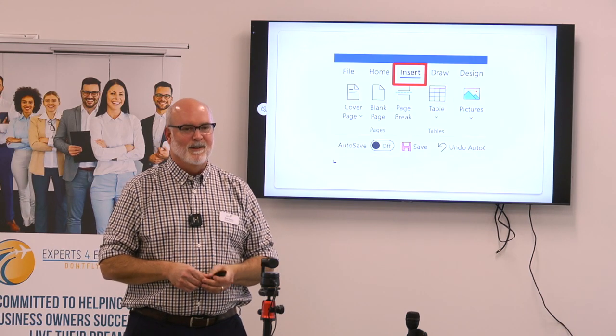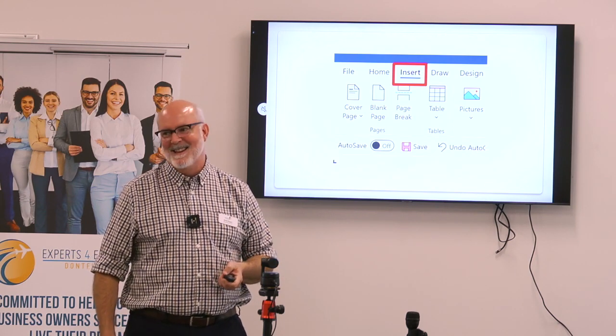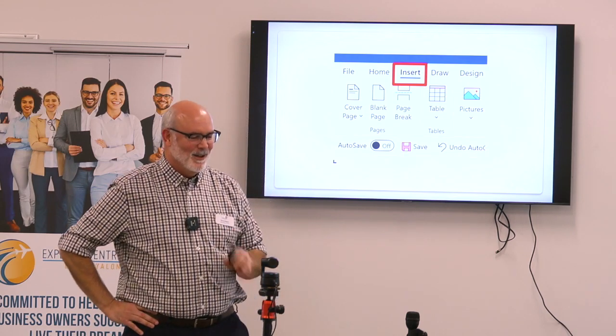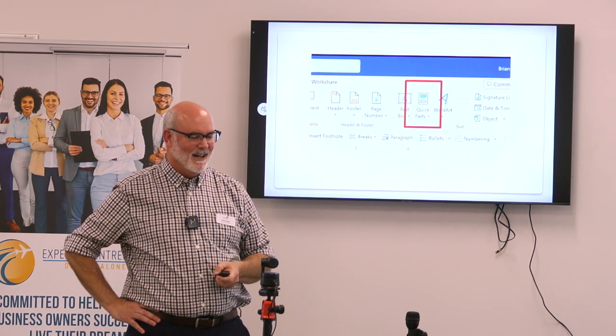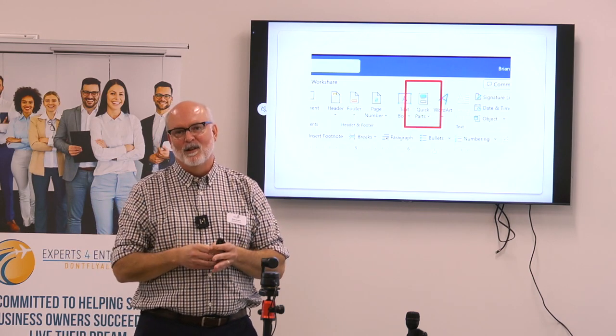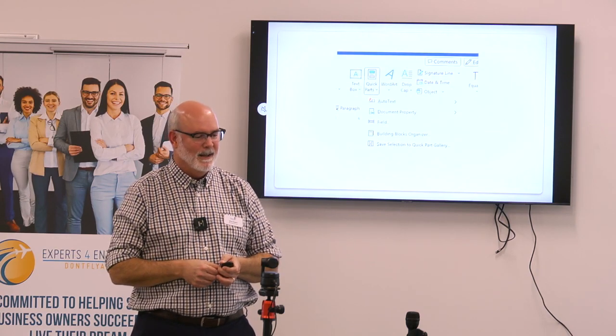So how do I work this magic, you might be asking. Good, I like an inquisitive audience. So again, go to the Insert tab, and now way over to the right is a button called Quick Parts, and there's a little drop down arrow, so you click on that.